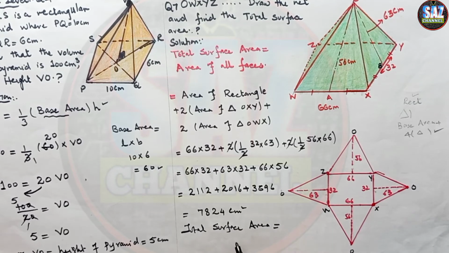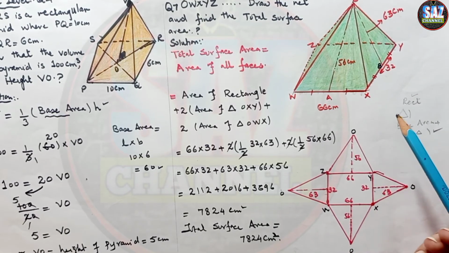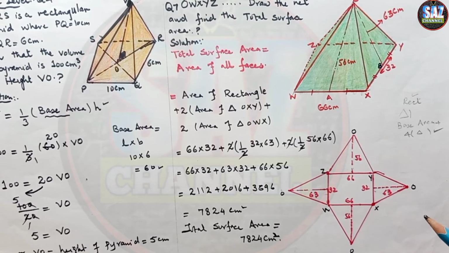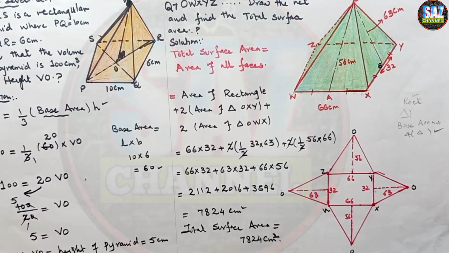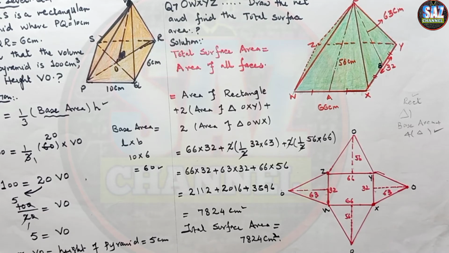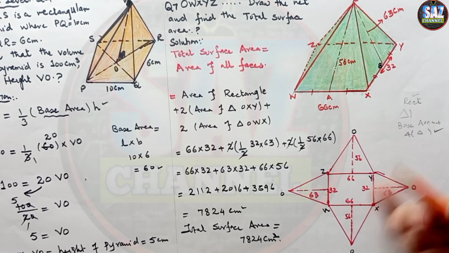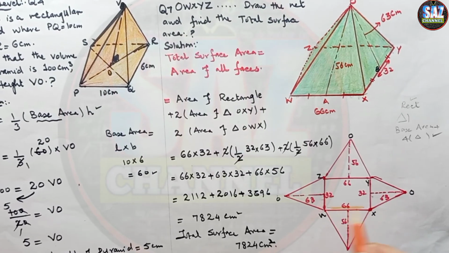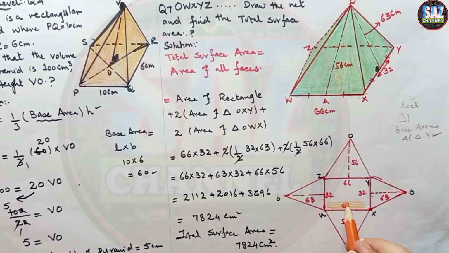Total surface area equals 7824 centimeters square. I hope you are clear how, when the pyramid has the rectangular base, we are finding the total surface area. Please understand this lesson carefully, because this lesson is really important for the understanding of next lessons as well. Let's give some beauty to our work, and let's have fun over here.